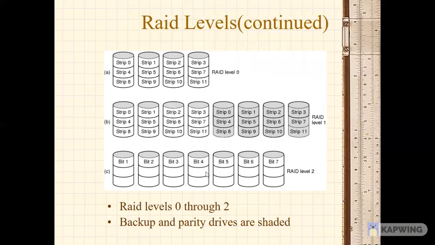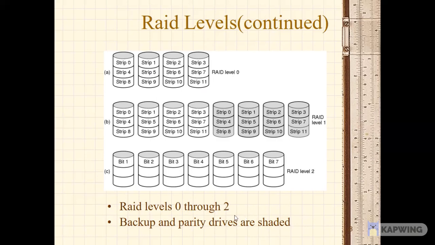So RAID levels. So it is strip 0, strip 1, 2, and 3. So strip 4, 5, 6, 7. So we are creating each and every strip for this one. So this is RAID level 0. Then RAID level 1, we are creating a duplicate of all these 4 here. Then this is the architecture of RAID levels of bit parity.